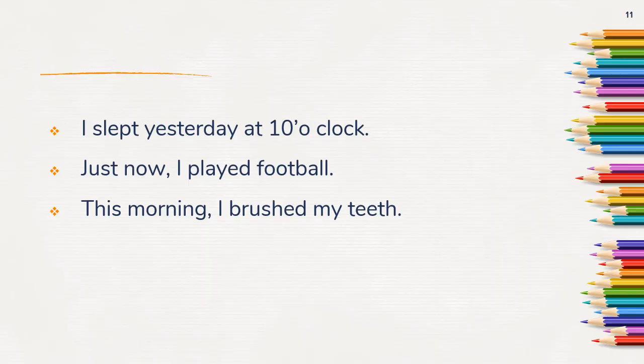So now let's look at the examples that I used earlier. So here, if you look at the first sentence, I slept yesterday at 10 o'clock. So can you tell me what is the key word in this sentence? Yesterday. Good job. So when you see the word yesterday, you automatically know that this sentence is in past tense. It is talking about something that has happened in the past.